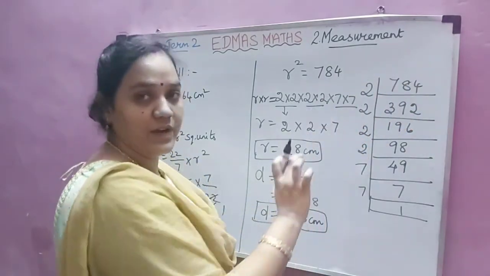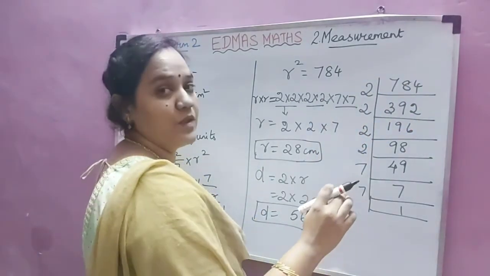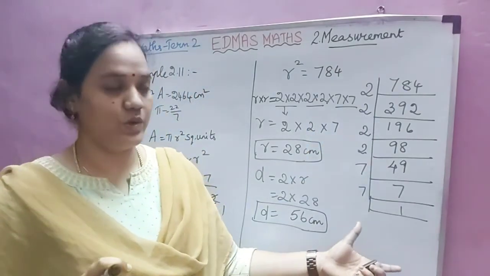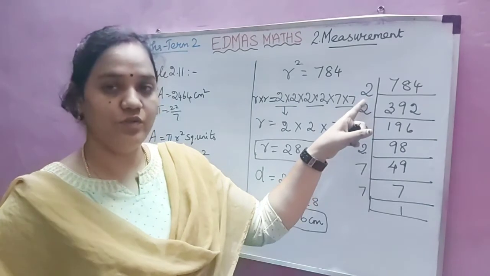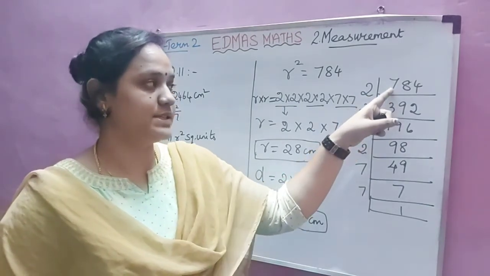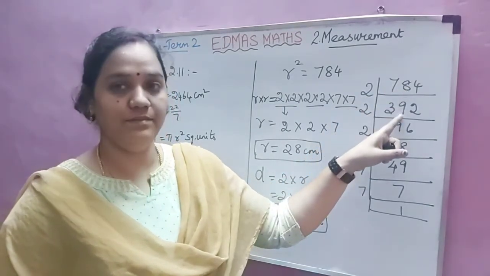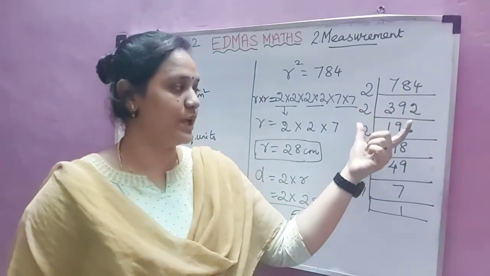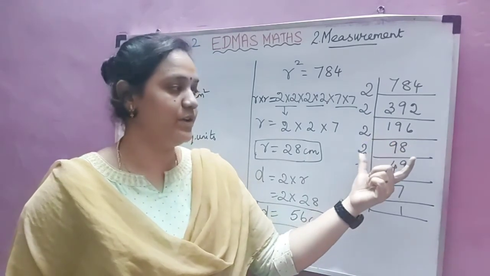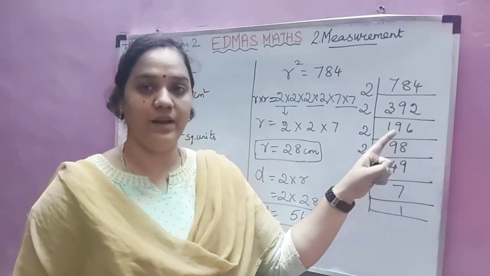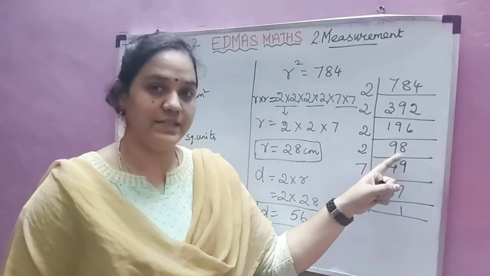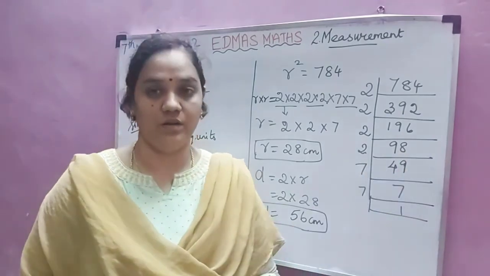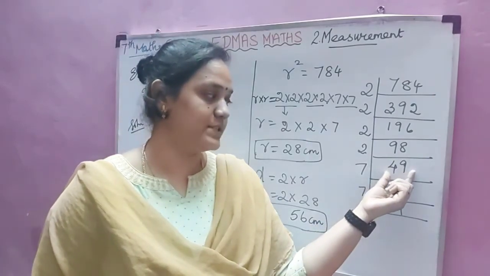Since this is an even number, I am using the 2 table. We can use the smaller numbers for long division usually. So the 2 table I have used here: 3 times 6, again 1 balance, 9 times and 4 means 2 times. So again I used the 2 table and I got 196. Again I used the 2 table, since this is an even number. 98. Finally here 98 is also an even number, so I used the 2 table and I found the answer to be 49.